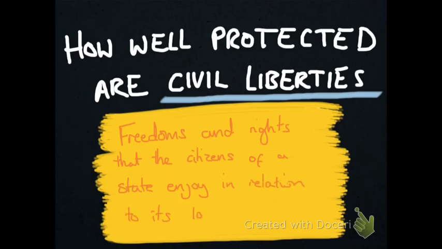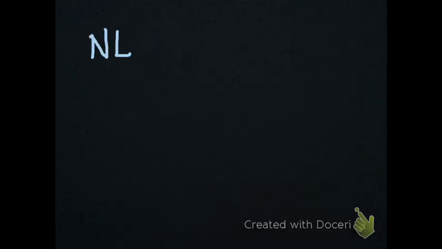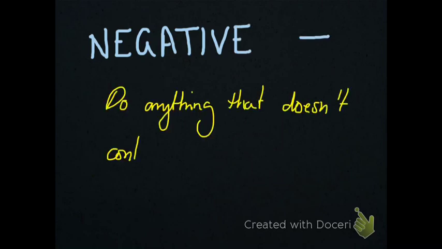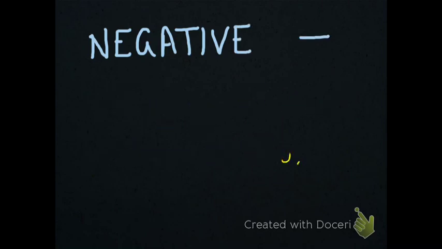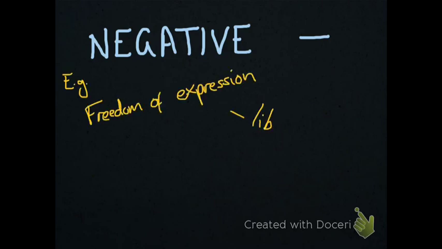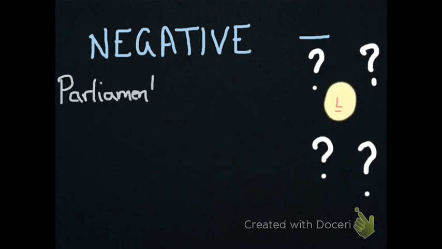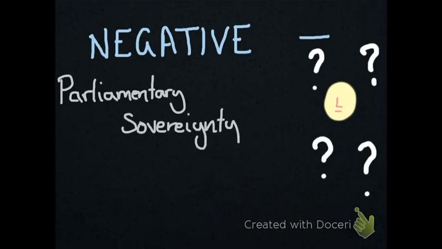Before the year 2000, freedom in the UK was entirely negative, meaning that British citizens could do anything that didn't contravene UK law. For example, there was freedom of expression, but only up to the point where limited by the laws of libel, slander and blasphemy, etc. This made it very difficult for citizens to understand the extent of their rights.